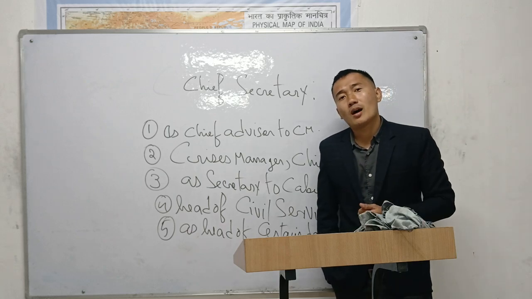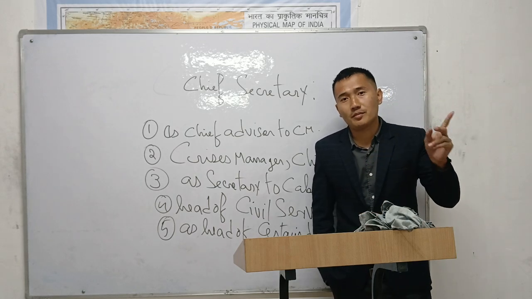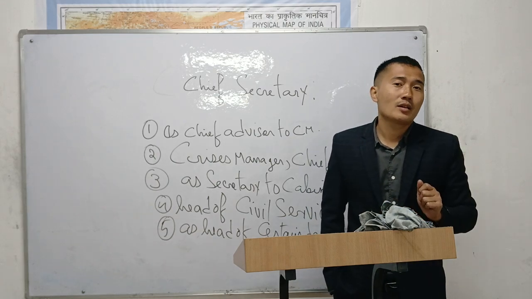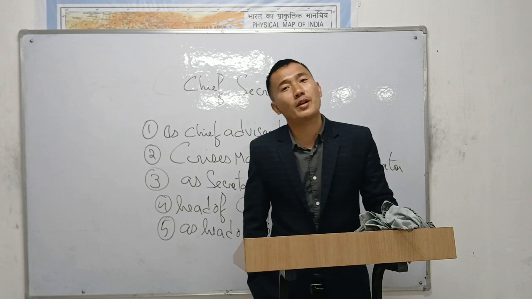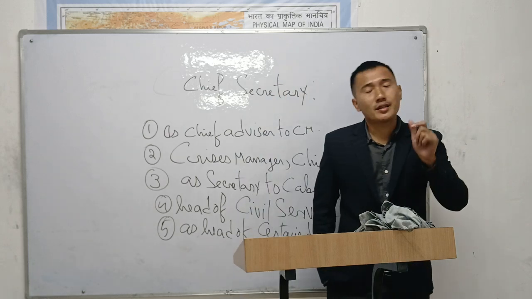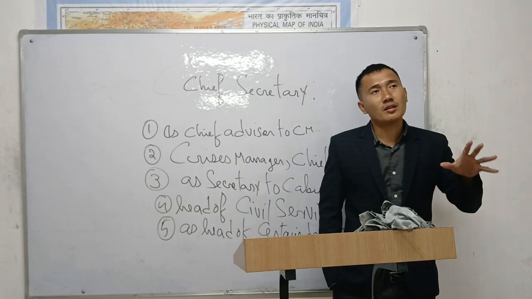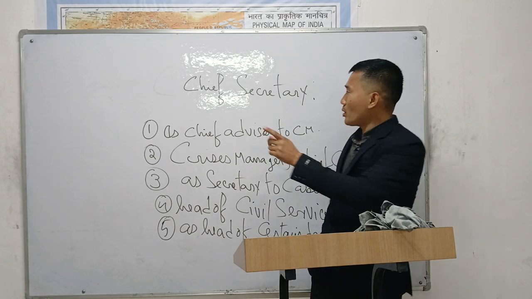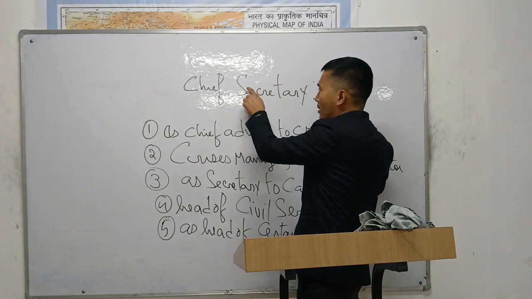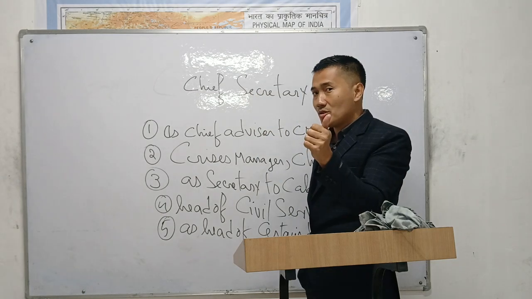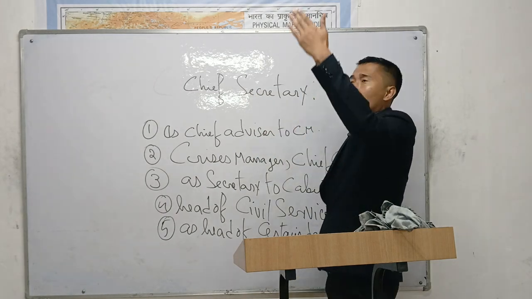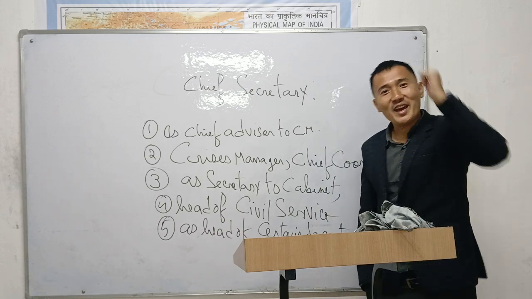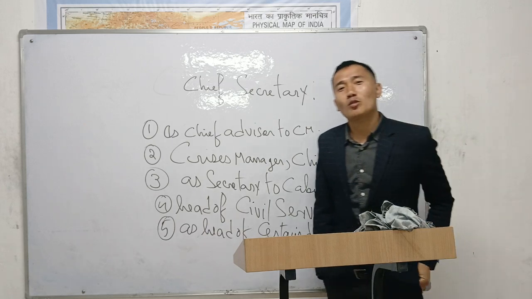First, you are the chief advisor to the CM, who is the head of the state. Every time you have to give important advice to the CM on all important issues. Next, you are the head of the civil service, which means every civil servant. That is why you are known as the chief secretary. Every department has an administrative head known as the secretary. Above the secretary, there is only one person. It is you, the chief secretary. All the departments, you are the head.